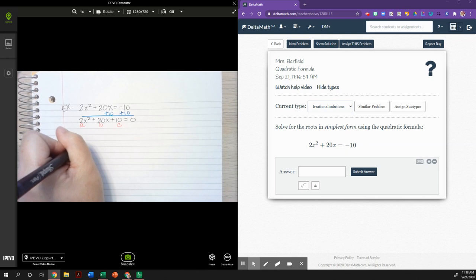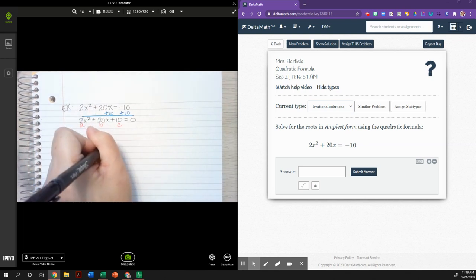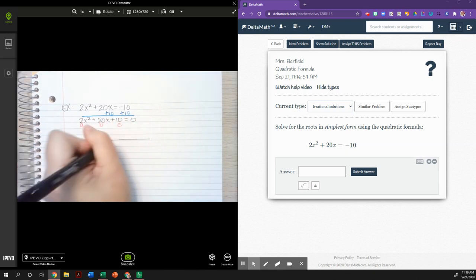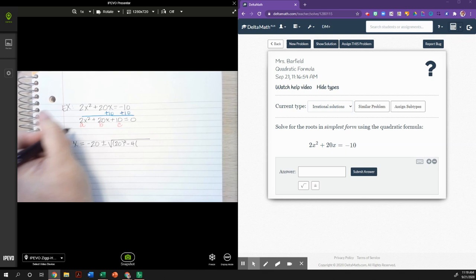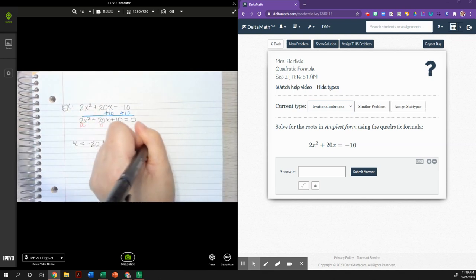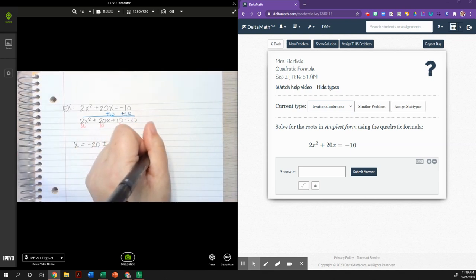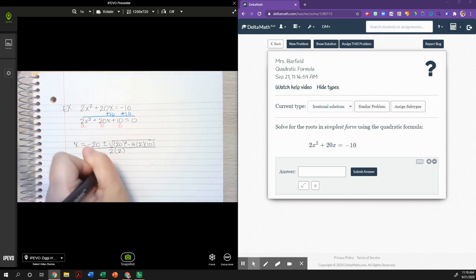So x equals the opposite of B, which is -20, plus or minus the square root of B squared, so 20 squared, minus 4 times 2 times 10, all over 2 times 2. It is very important that you memorize this formula. All right, so x equals -20 plus or minus the square root.